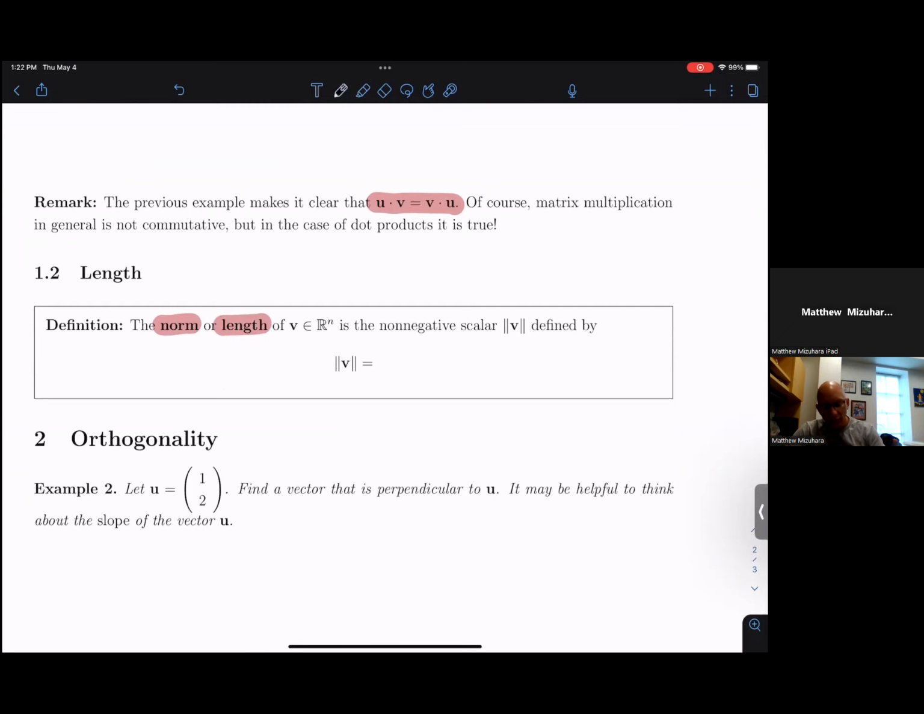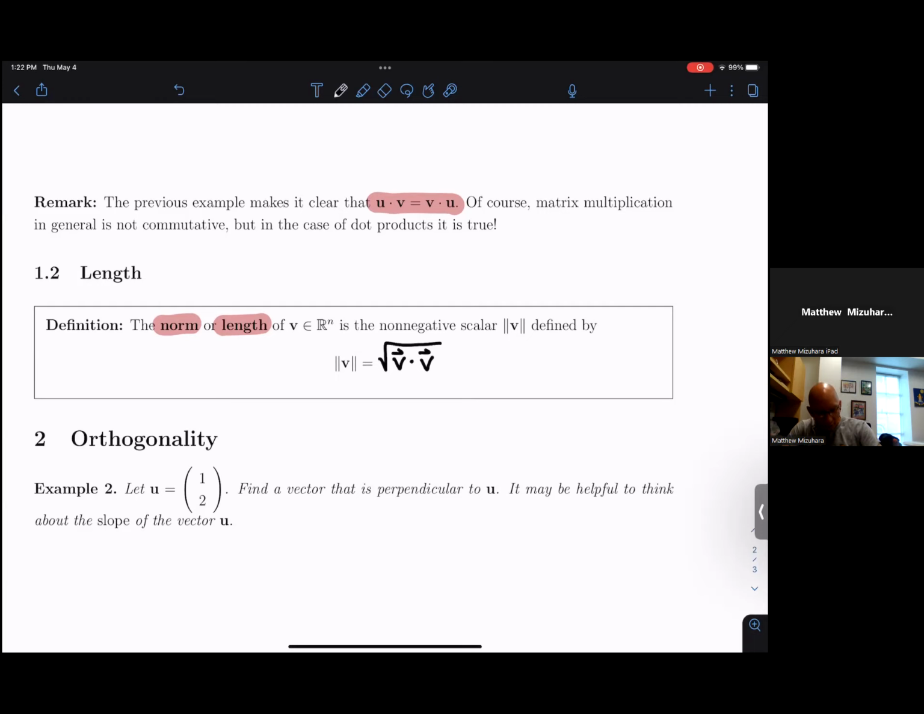If I give you a vector v, then I put these double bars around it. That's the symbol for length or norm. And it's going to be given by the square root of v dot product with itself. And you might say, well, that's a very strange formula. What does it have to do with length? Well, let me give you a specific example to show you why this should be the length. It turns out inner products are very closely related to length in the following way.